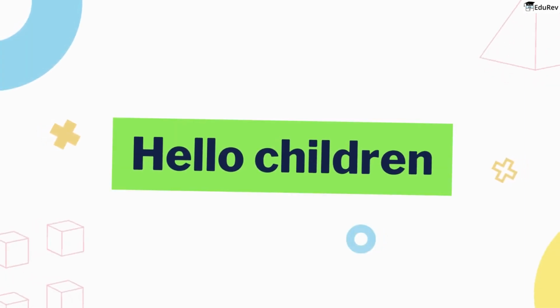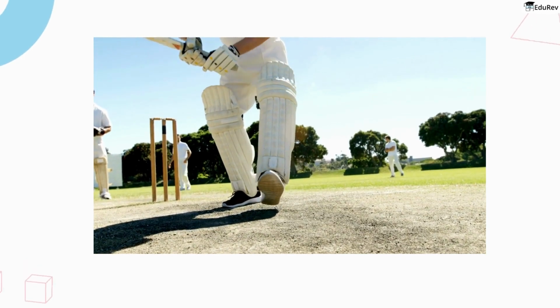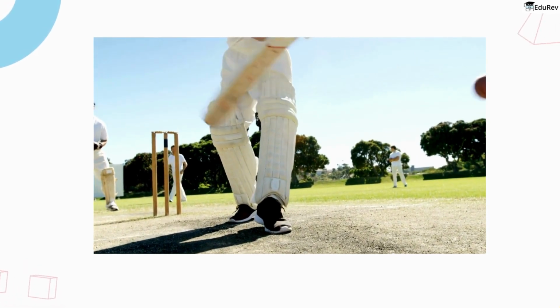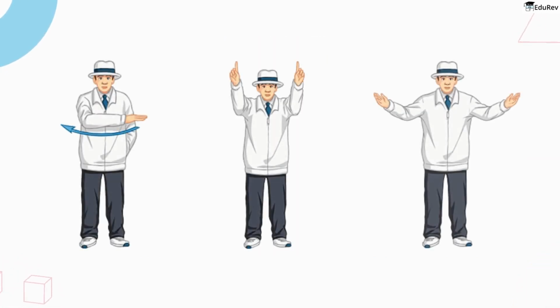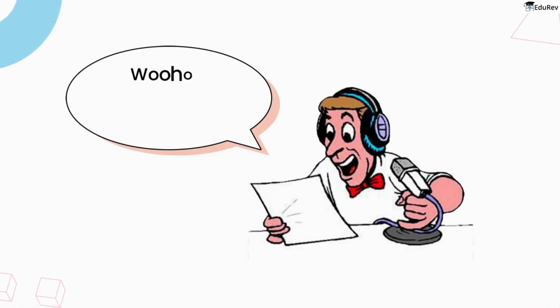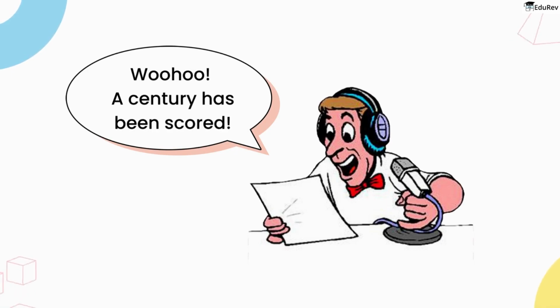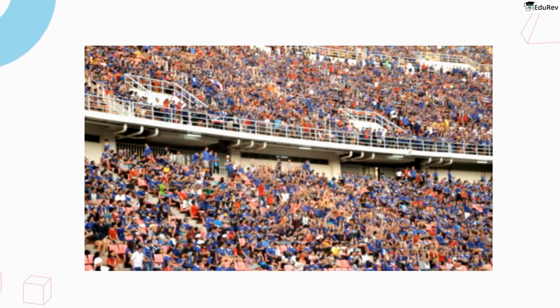So children, have you ever seen a cricket match? It's super exciting, right? Well, during the game, you might have heard some words like four, sixer, wide, and many more. You also must have noticed that during a match, the commentator jumps up and shouts, "Woohoo! A century has been scored!"